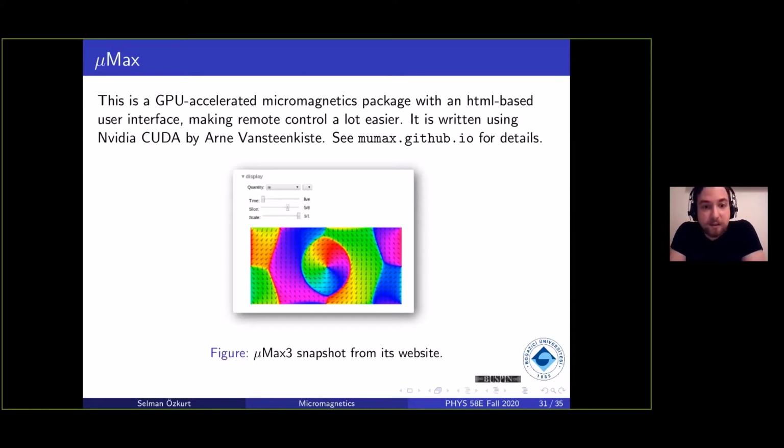And another thing with MuMax is that it has an HTML user interface. So in order to run the software, you need to connect to a website that you run locally, or that is run on a server that has strong GPUs, in which you want to run the simulation and check how it's going when you're at home. So it's a really useful package today. It's a more modern package.